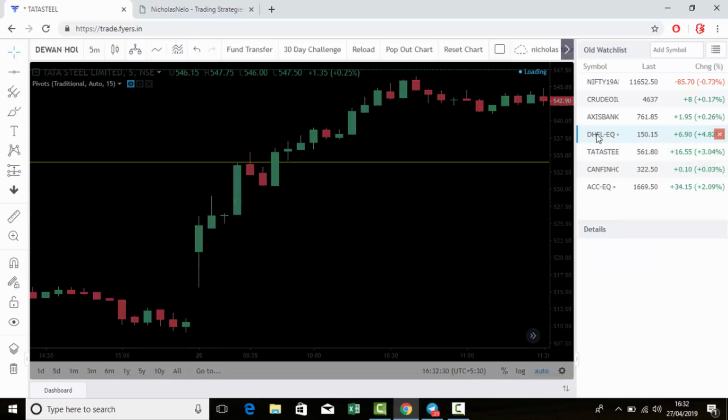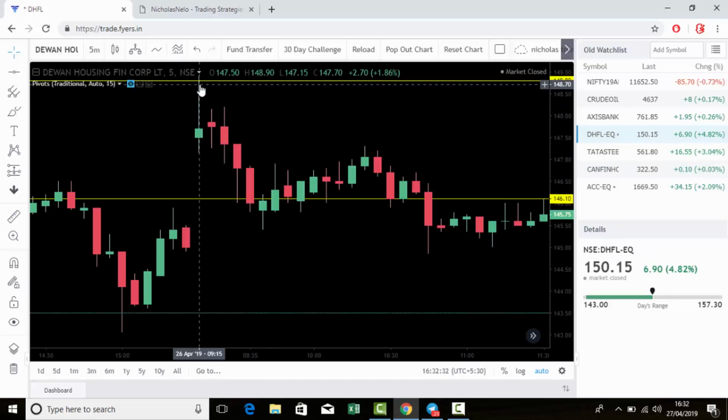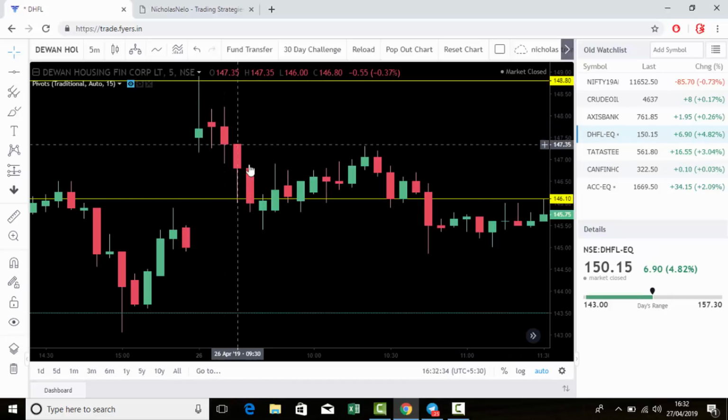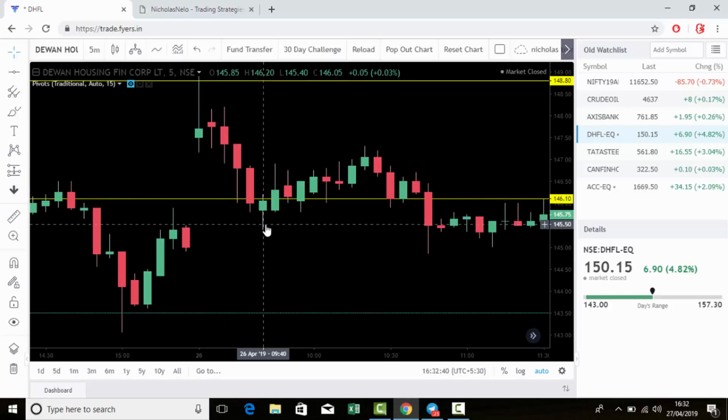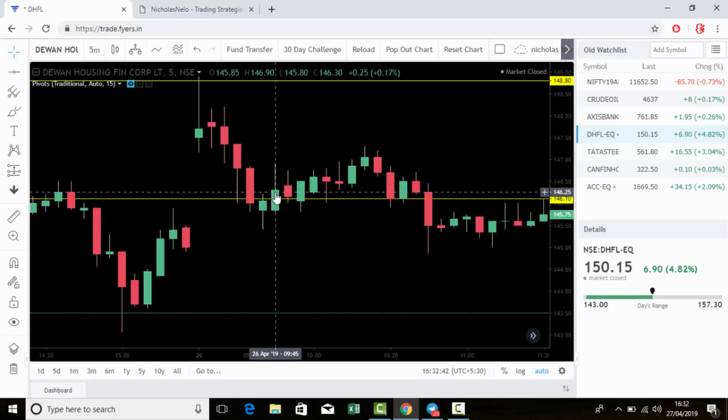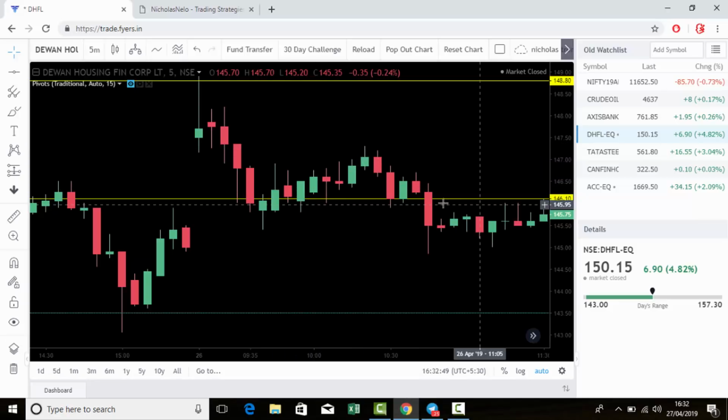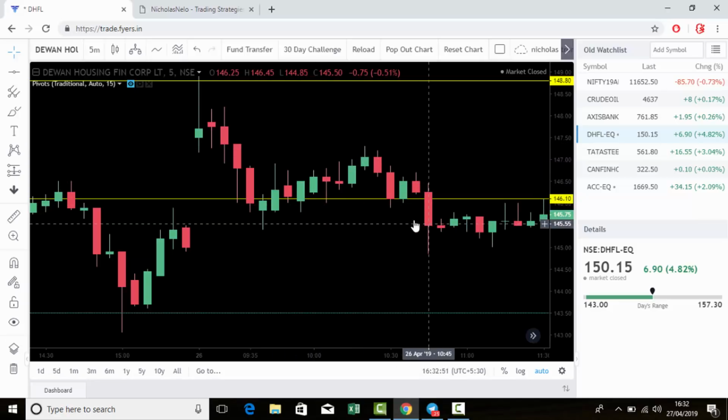And in the DHFL case you can see first it touches the resistance and comes down, and this candle is closed below the line. Then we go for sell, and the next candle comes down, again goes up, then again we go for buy here. Then it goes up a little bit, then again comes down, here we are going to sell again.